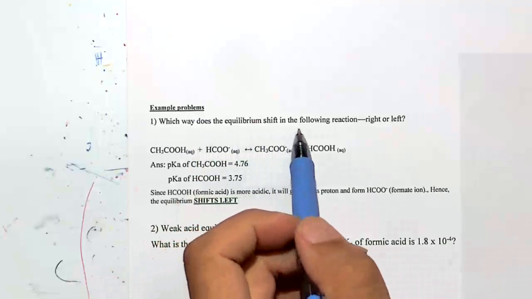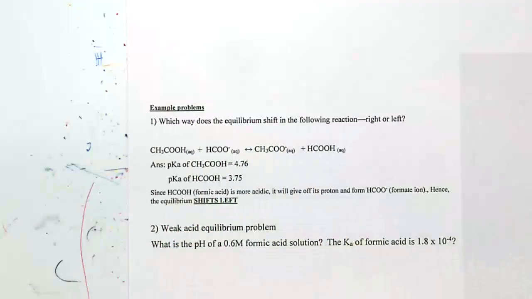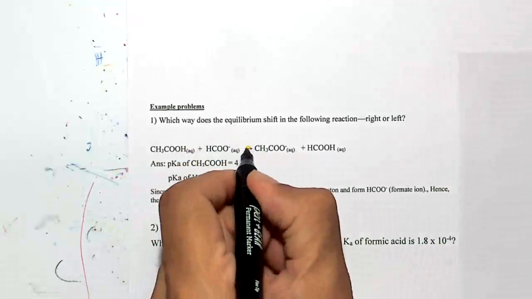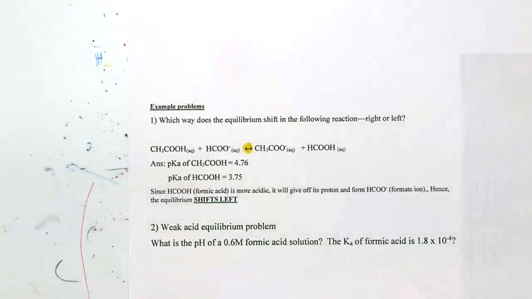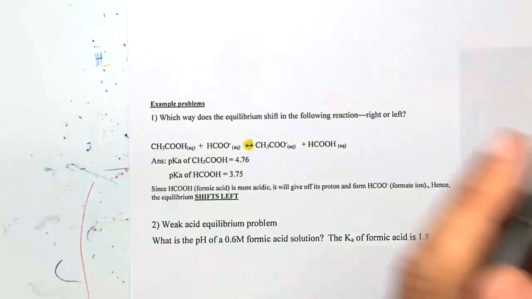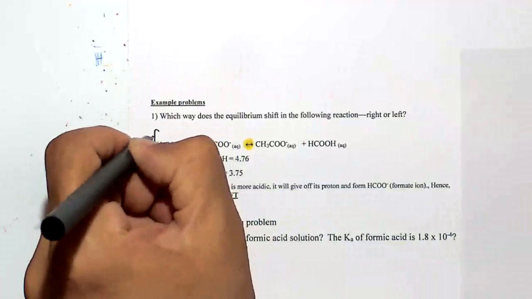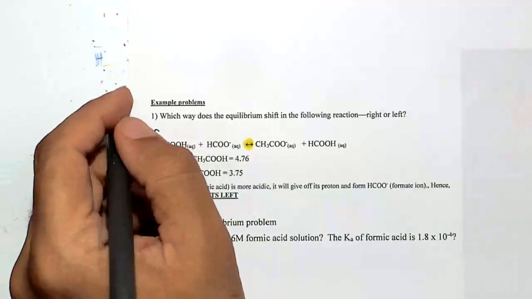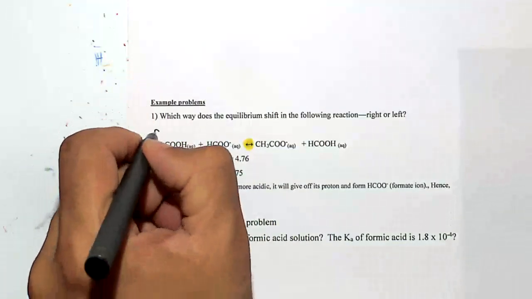All right, so which way does the equilibrium shift in the following reaction? We're on page 18 of our notes. Right or left? Equilibrium, okay. What do those arrows mean? The arrows mean an equilibrium. And here we have CH3COOH. This is called formic acid. This is called acetic acid, okay, like vinegar, acetic acid.